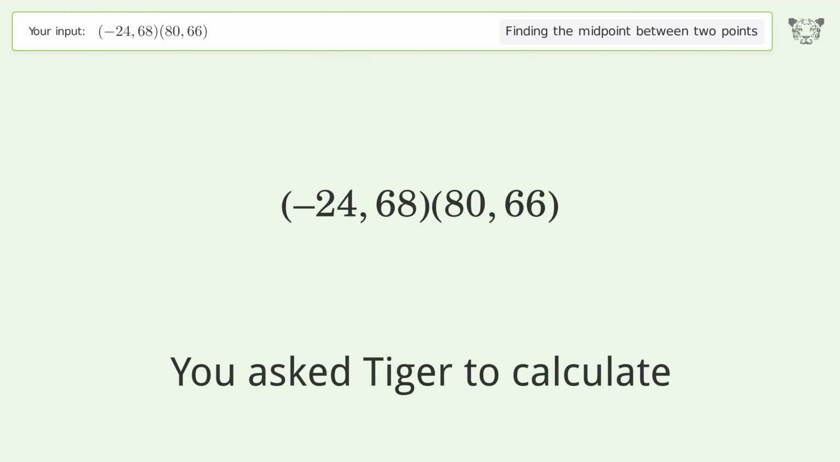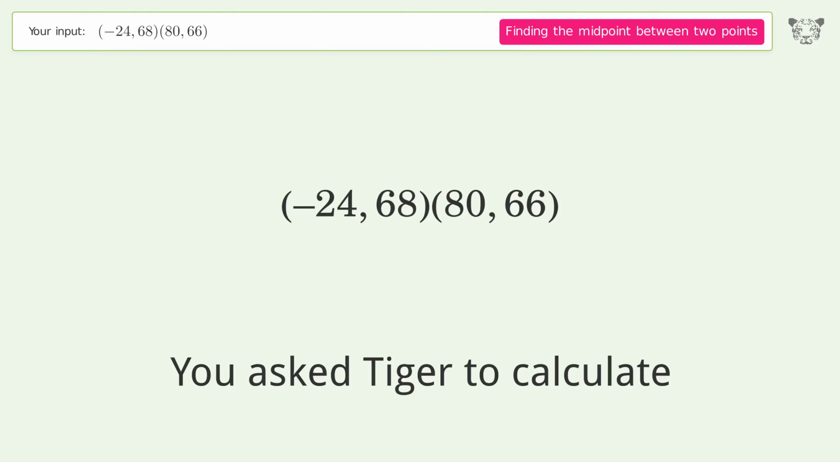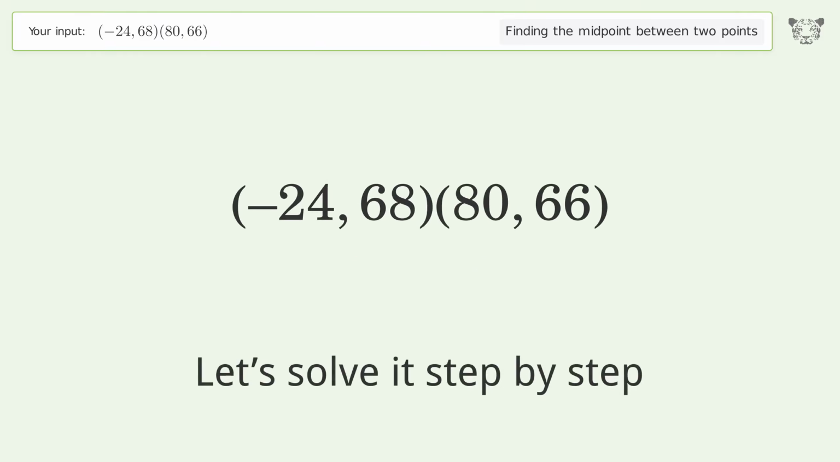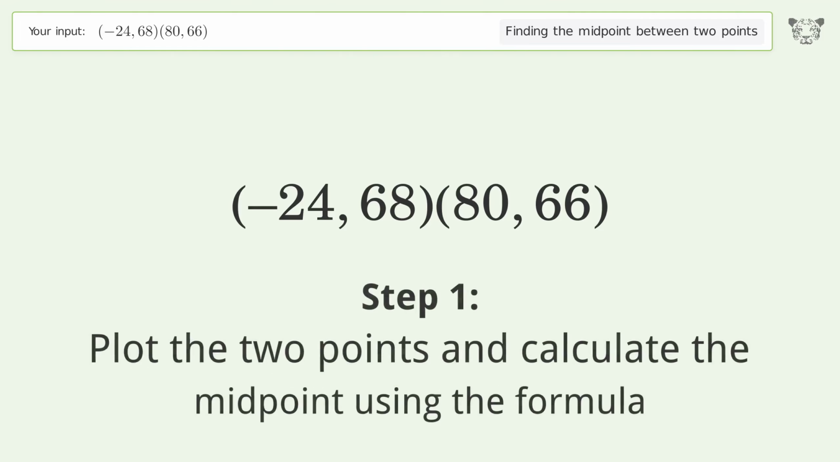You ask Tiger to calculate. This deals with finding the midpoint between 2 points. The midpoint between the 2 points is 28,67. Let's solve it step by step. Plot the 2 points and calculate the midpoint using the formula.